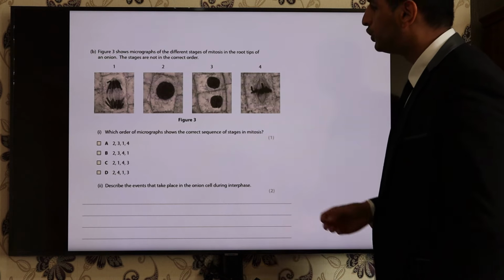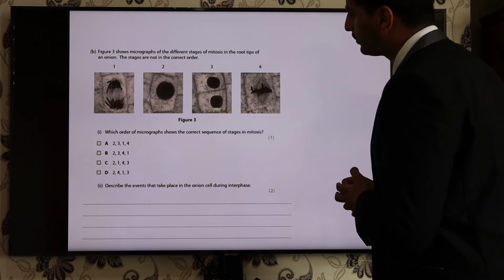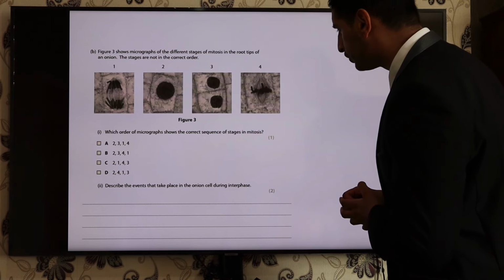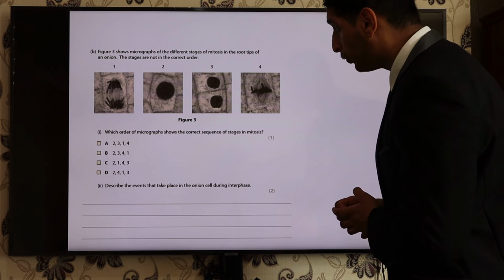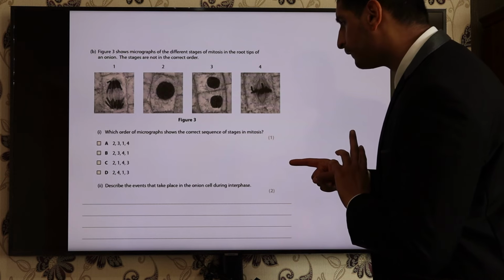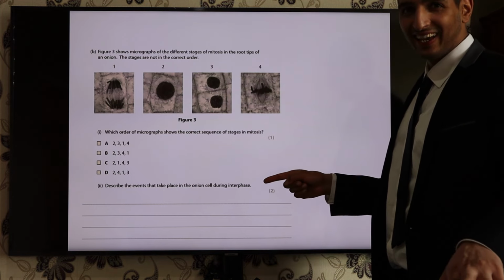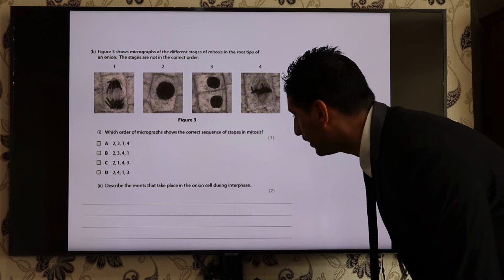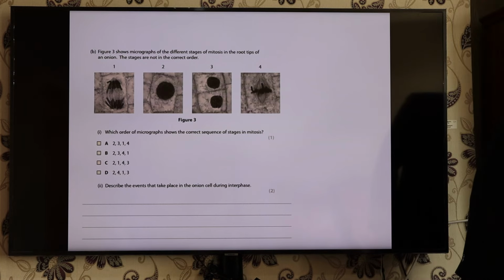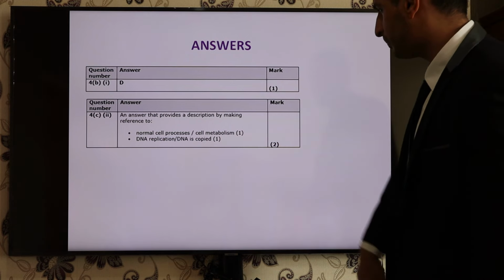B. Figure 3 shows micrographs of the different stages of mitosis in the root tips of onion. The stages are not in the correct order. What order of micrographs show the correct sequence of the stages of mitosis? I know the answer. Are you thinking what I'm thinking? D. Yeah? You guys are geniuses. Describe the events that take place in the onion during interphase. Well, we know in interphase the DNA is replicated. Okay, answer was D. DNA replication, normal cell processes, cell metabolism.